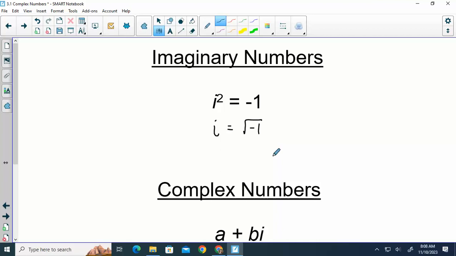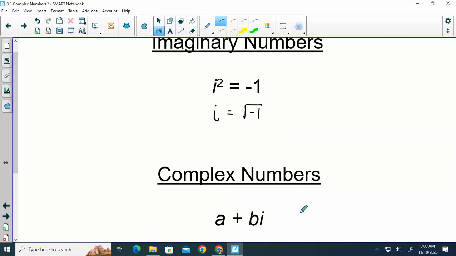And when we're talking about a complex number in general, it's anything that can be written in the form a plus bi. So you have a real plus the imaginary. That is called standard form. So I'm always going to say you have to put it in standard form, a plus bi. So the real part plus the imaginary part.